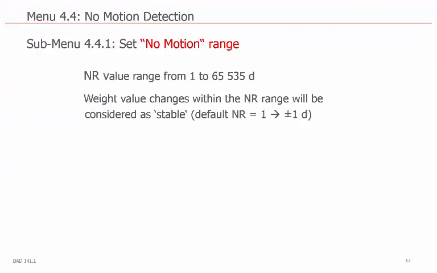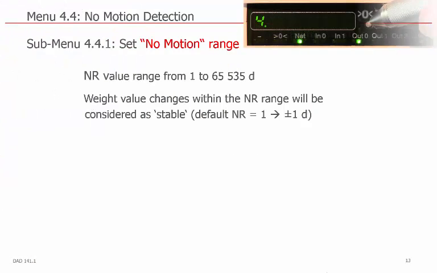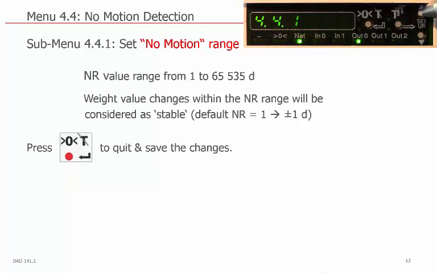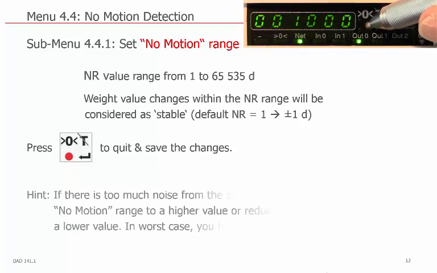Menu 4.4, No Motion Detection. Submenu 4.4.1, Set No Motion Range. The value range is from 1 to 65,000 digits. Weight value changes within the no motion range in combination with the no motion time will be considered as stable. The default value of NR is 1, which means plus minus 1 digit. Press Enter to quit and save the changes.